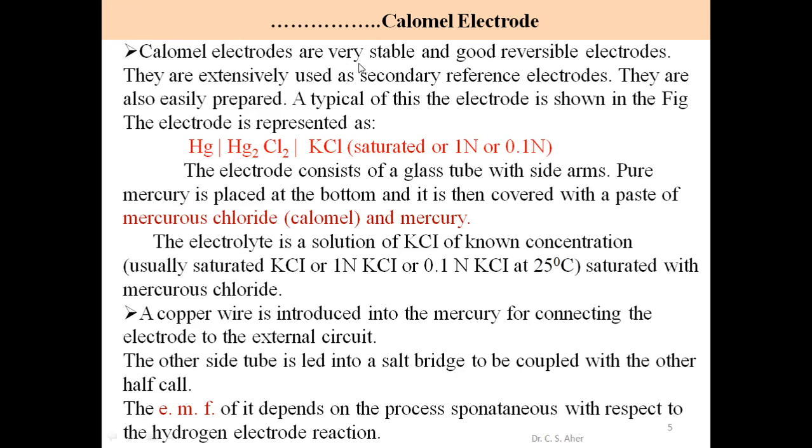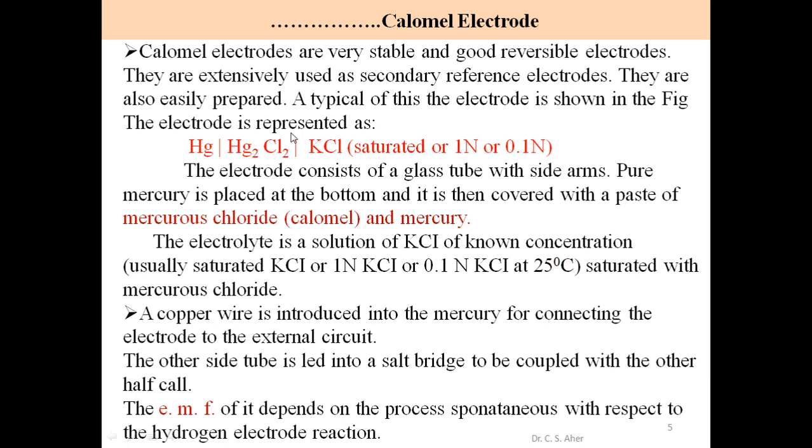These calomel electrodes are very stable and good reversible electrodes. They are extensively used as a secondary reference electrode. See this word secondary: it is a reference electrode, but it is secondary. Which is the primary then? That we consider in the next slide, that is the internal reference electrode. So the calomel electrode is used as a secondary reference electrode. They are also easily prepared. Just now you saw in the diagram how we fill the calomel electrode. A typical electrode is shown in the figure on the previous slide.